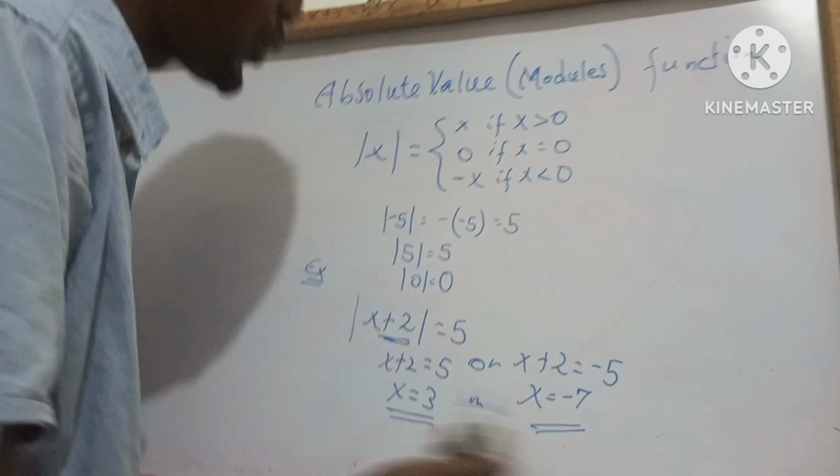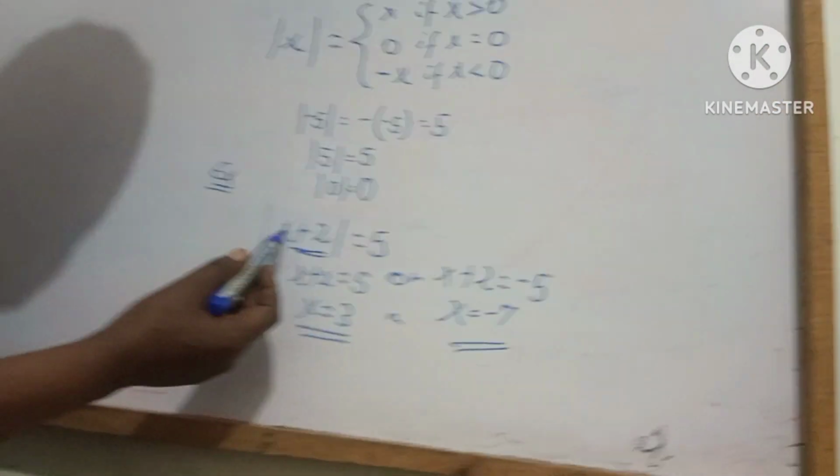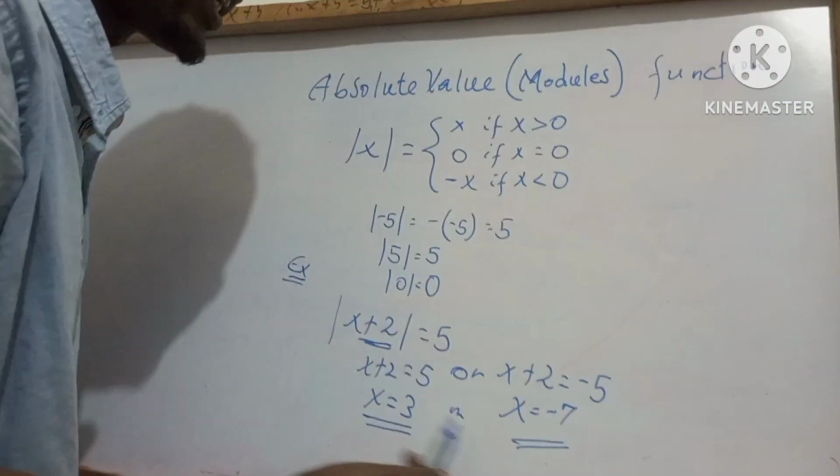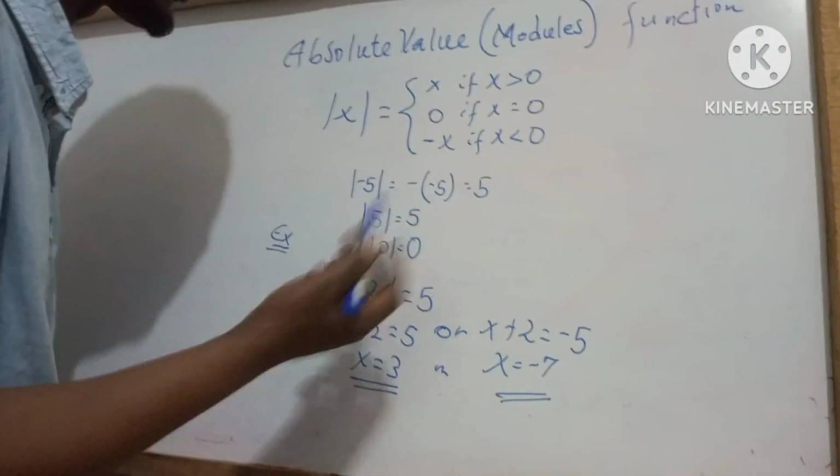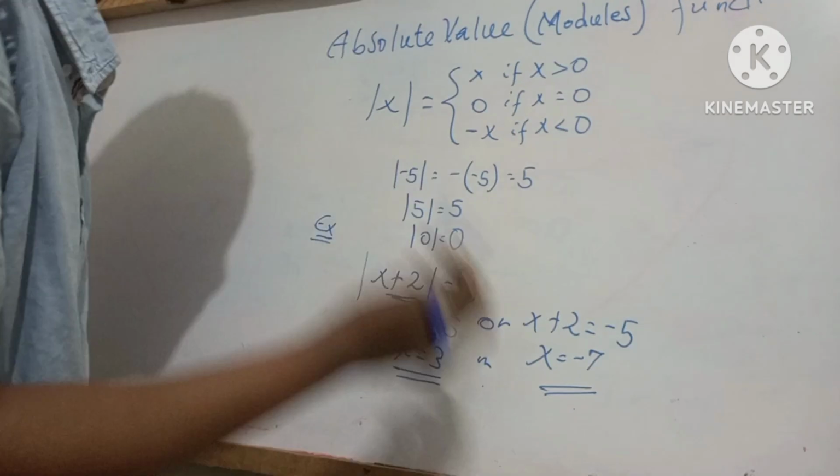You have to check your answer. If you substitute 3 here, 3 plus 2 is equal to 5. And if you insert negative 7, negative 7 plus 2 is equal to negative 5. So the absolute value of negative 5 is 5.